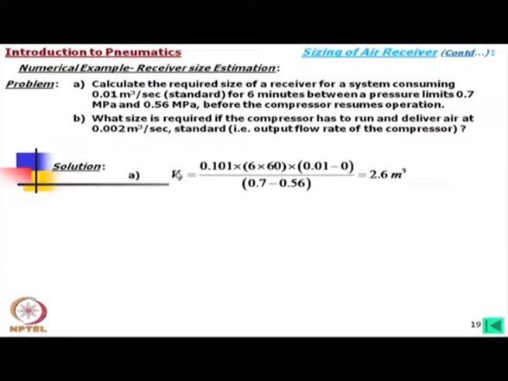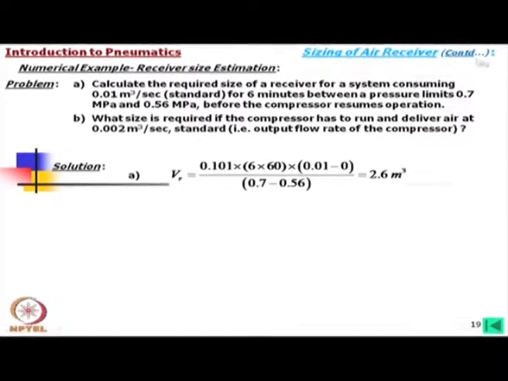Now, to calculate this, we consider this is the pressure and this is the 6 minutes time, meaning this is in seconds, and this is the difference of this pressure here, and this is the difference in the flow capacity. So, what we find is that we need a reservoir capacity of 2.6 meter cube at least, but here we have simplified the problem to arrive at this formulation.